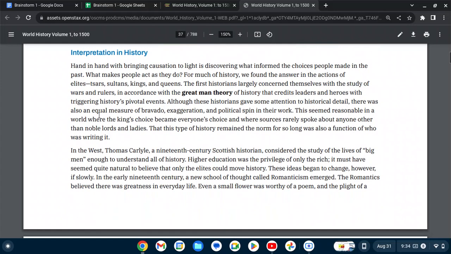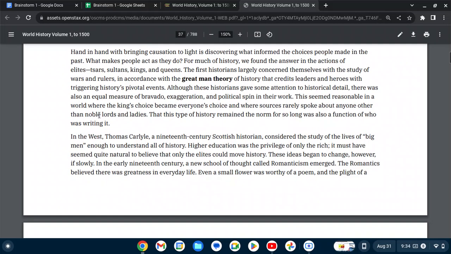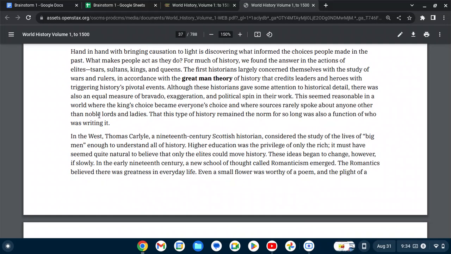Interpretation in history. Hand in hand with bringing causation to light is discovering what informed the choices people made in the past, what makes people act as they do. For much of history, we found the answer in the actions of elites: tsars, sultans, kings, and queens. The first historians largely concerned themselves with the study of wars and rulers in accordance with the great man theory of history that credits leaders and heroes with triggering history's pivotal events.